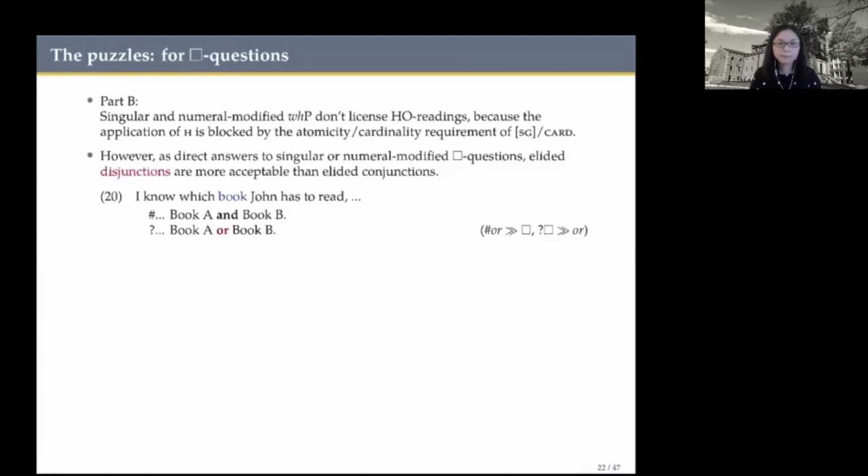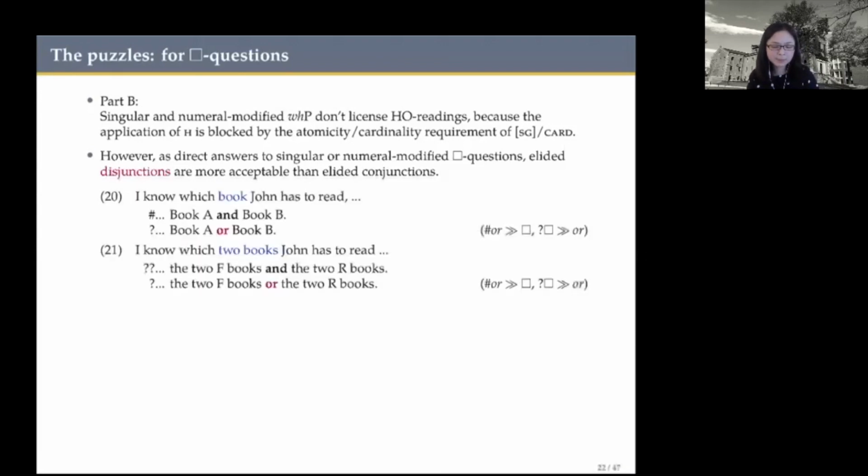Thinking about Box questions again. As direct answers to singular or numeral modified Box questions, elided disjunctions are not as bad as elided conjunctions. I know which book John has to read: book A or book B. Sounds okay. And similarly, I know which books John has to read: the two French novels, or the two Russian books. Still fine.